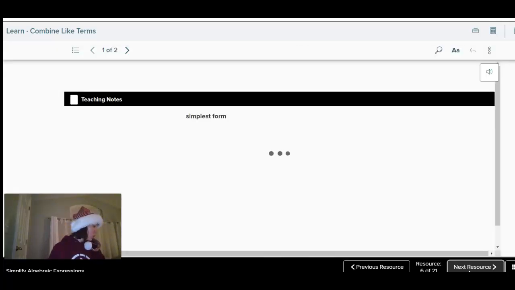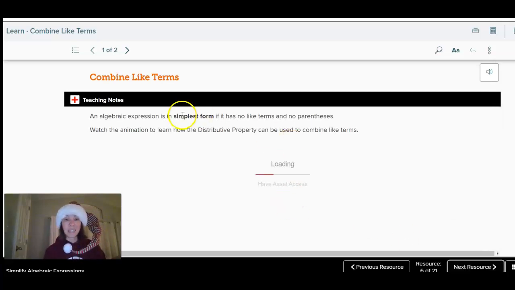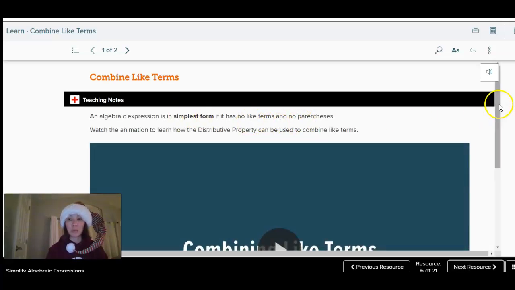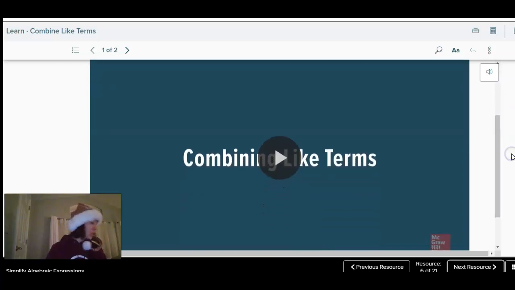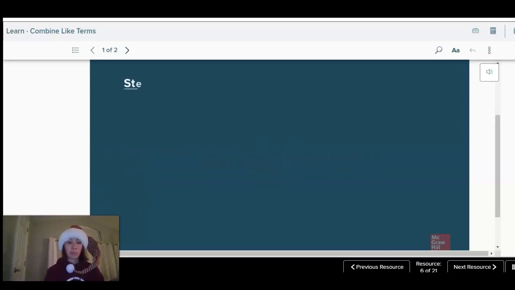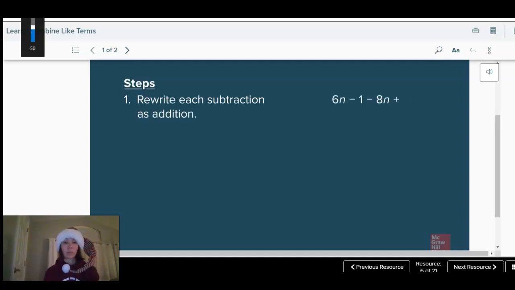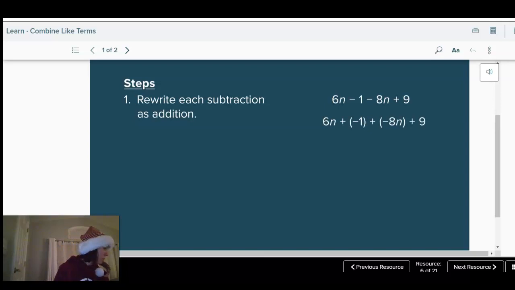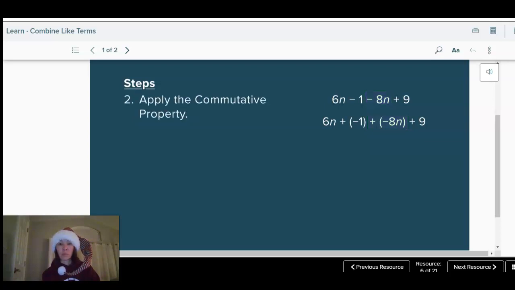So on page 234, an algebraic expression is in simplest form if it has no like terms and no parentheses. So you guys can watch this video quickly. You can simplify an algebraic expression by combining like terms. First, rewrite each subtraction as addition by adding the opposite. Then apply the commutative property to change the order of the terms. Change the order so that like terms are next to each other.